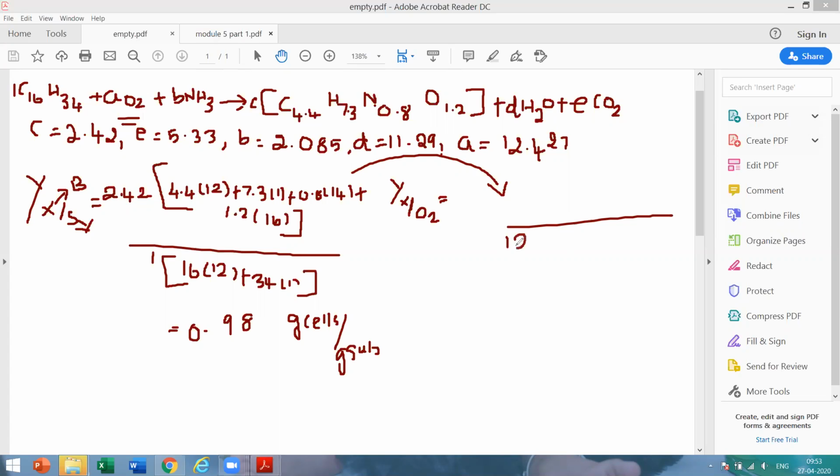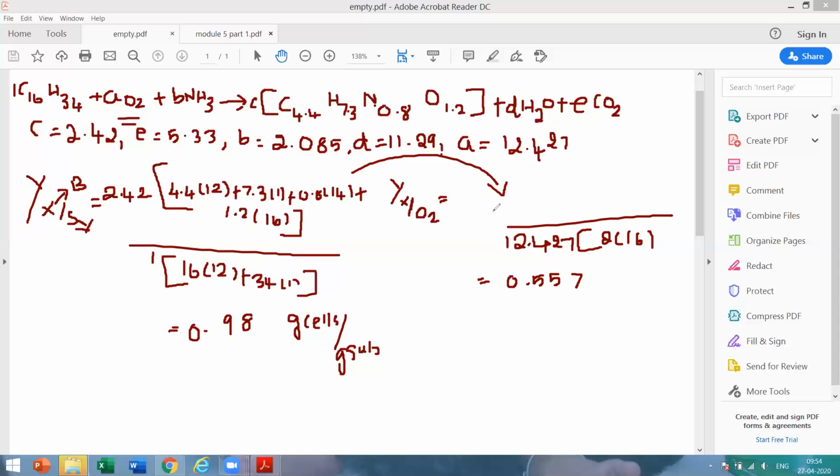So 12.427 into 2 into 16. Okay, this is atomic weight. So how much you will get: Y x bar O2 is 0.557. Okay, 0.557. And they have asked again degree of reduction. Okay, degree of reduction of substrate.